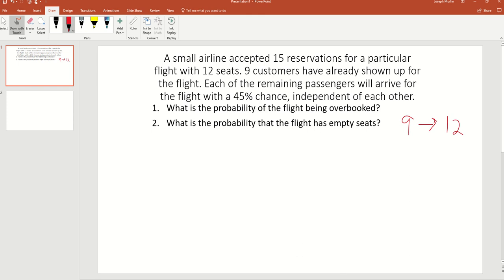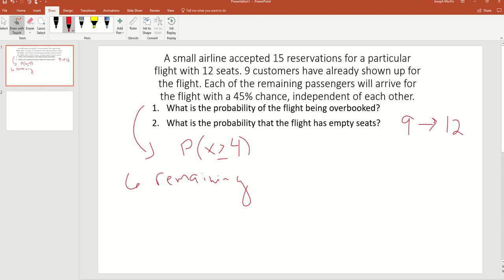So when we're looking at the probability for the flight being overbooked, we're really looking at, of the remaining 6 customers, what's the probability that 4 or more of them show up. So I'm looking at what's the probability of 4 or greater customers showing up. Now this is out of 6 remaining customers. Okay, so out of those 6 remaining, what's the probability that 4, 5, or 6 show up?